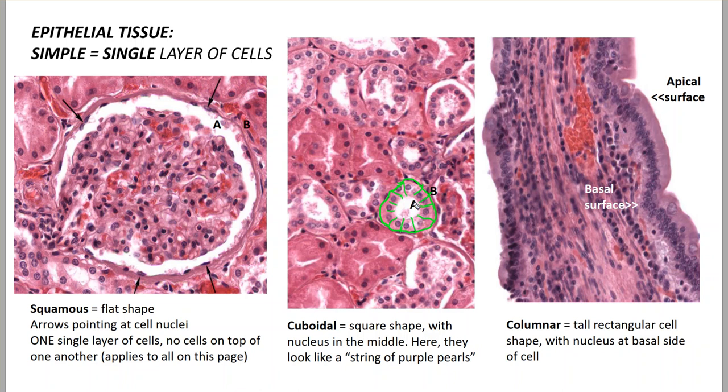And the apical surface will be that lumen in the middle where liquid would flow, and the basal surface is kind of the backside of the tube. And then columnar cells are more rectangular, and they have their nucleus kind of closer to the basal side and more cytoplasm on the apical side of the cell. And so here are little columnar cells, with their little nucleus hanging out towards the back of the membrane.